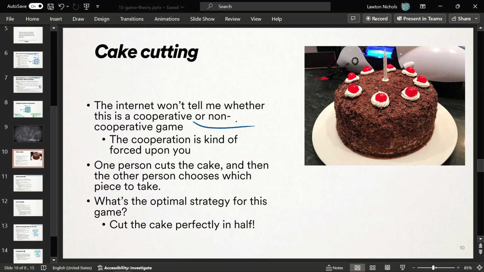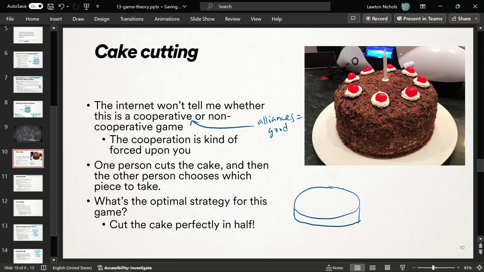Cooperative means that alliances are good, and non-cooperative means that you're kind of forced into an alliance. Maybe this is that case as well. I guess the cooperation is kind of forced upon you, so maybe it's a non-cooperative game. But this is the game of cake cutting: one person cuts the cake, and then it's the other person's job, there's two people, to decide which piece of the cake they want after you've cut it.